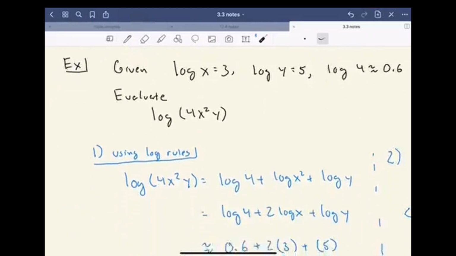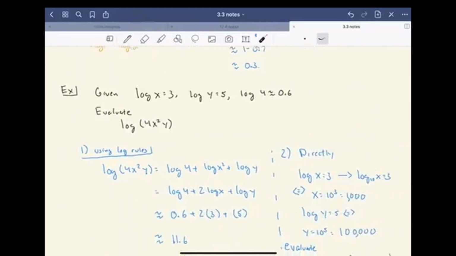Now this next example I'm going to do a couple ways. We are given that log of x is 3, log of y is 5, and log of 4 is 0.6. Now again, the log isn't written, so we can assume that the base is 10. We don't actually need to do that here when we use the log rules, but we're doing it two different ways.